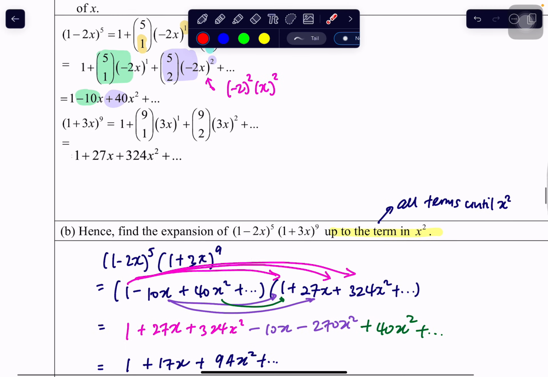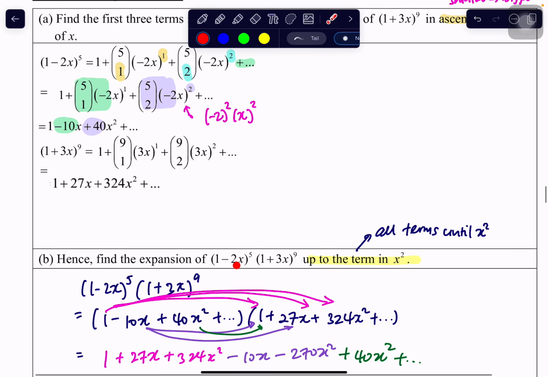The next part requires you to find the expansion of these two terms which you have expanded earlier, up to the term in x squared. So what do they mean? Basically they want you to multiply the individual terms that you have obtained earlier together until you obtain terms that have a maximum power of x squared.